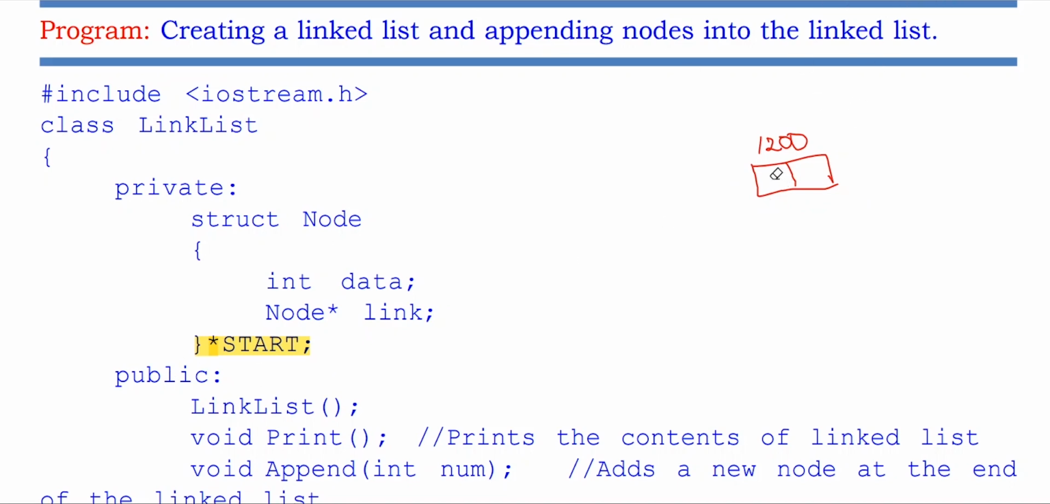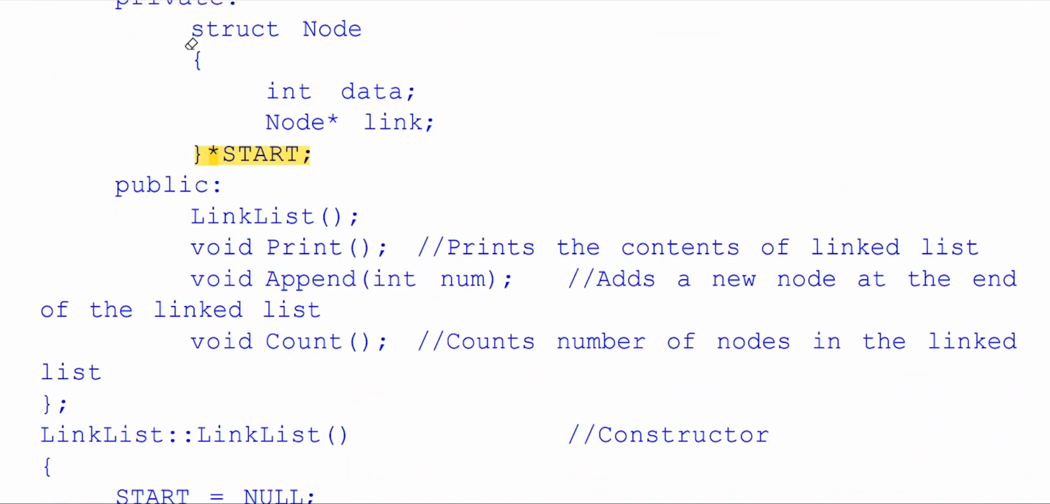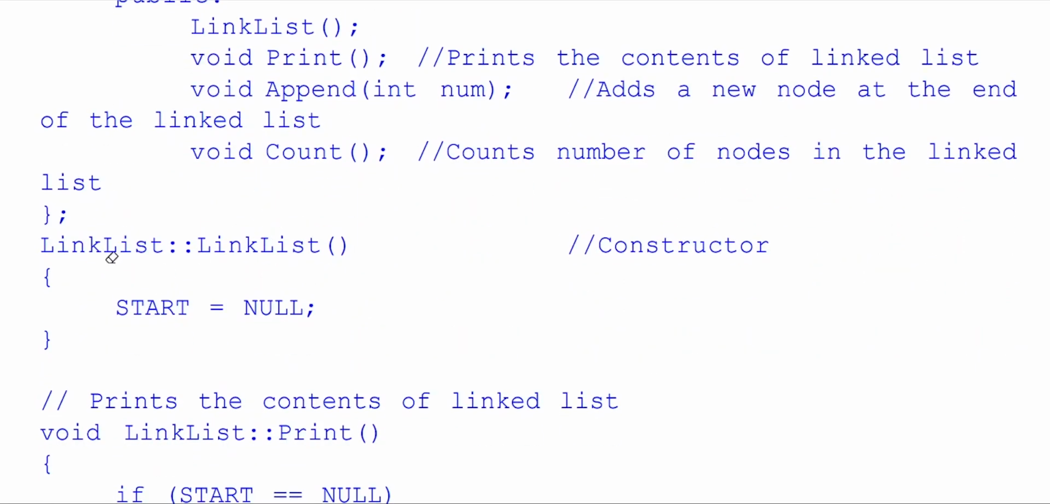Now we have declared it. Let us discuss the other functions. This is the only data member, the pointer, and we have member functions. One is the constructor, which has the same name as that of the class, one is used to print the elements, and one is used to append. Append inserts an element into the linked list at the end, adding a new node at the end of the linked list. Count is a function used to count how many nodes are there in the list. And this is the end of the class.